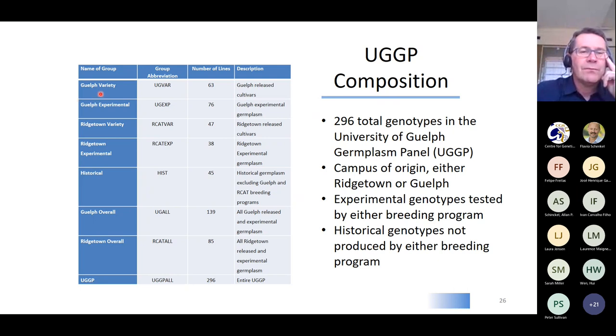It was composed of Guelph varieties, Richtown varieties, Guelph experimental varieties, that is, lines that were not yet varieties but about to become varieties, Richtown experimentals, and historical. There were 45 individuals that belonged to the historical ancestral germplasm. And then these are just the totals for Guelph overall and Richtown overall, for a total of 296. Experimental genotypes were tested by either breeding program, but not both. And historical genotypes were not produced by either breeding program. So they were introduced from the gene banks and then they made it into the pedigree of some of our germplasm.